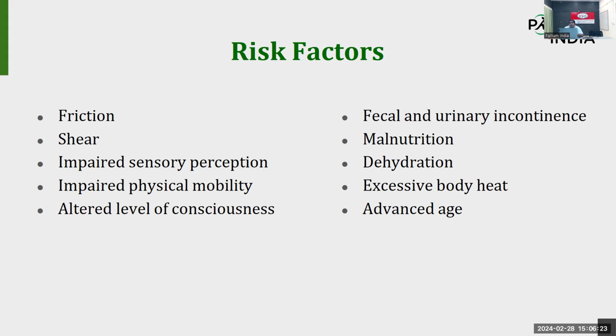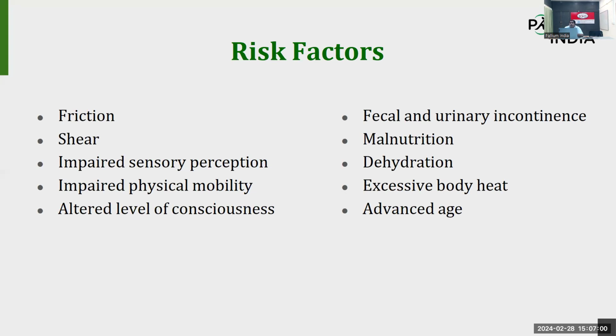Then impaired physical mobility, altered level of consciousness, fecal and urinary incontinence. In fecal and urinary incontinence, the skin is always in contact with fecal matter or urine, which may lead to skin integrity changes. Then malnutrition. Malnutrition may lead to tissue hypoxia and decreased tissue perfusion, which may lead to a pressure ulcer. Then dehydration. At the time of dehydration, the skin becomes very dry. There is a chance of skin breakdown.